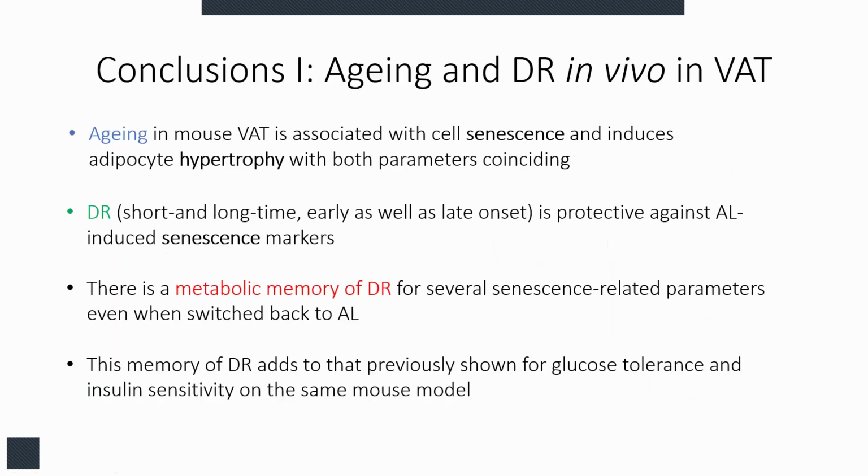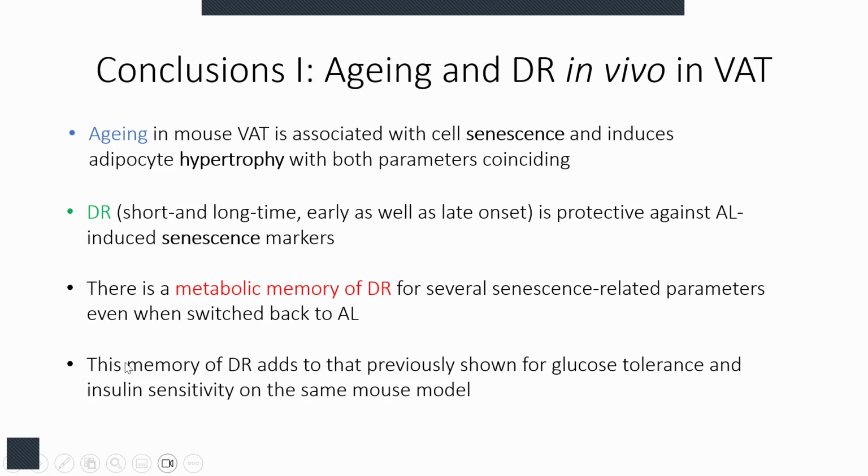So the conclusions from this aging and DR in vivo in visceral adipose tissue are that aging in the mouse VAT is indeed associated with cell senescence. It increases hypertrophy and both parameters coincide, and as senescence markers we had the DNA damage and P16 and P21. The dietary restriction, either short or long-term, early as well as late onset, is able to protect against AL-induced senescence markers, except for the macrophage aggregates. And importantly, there is a metabolic memory for the dietary restriction for several, but not all, senescence-related parameters.